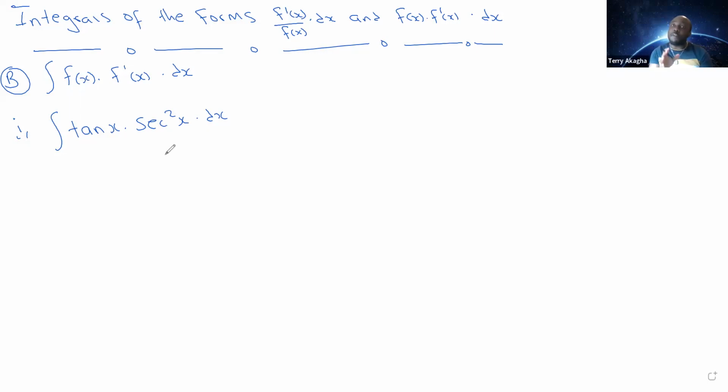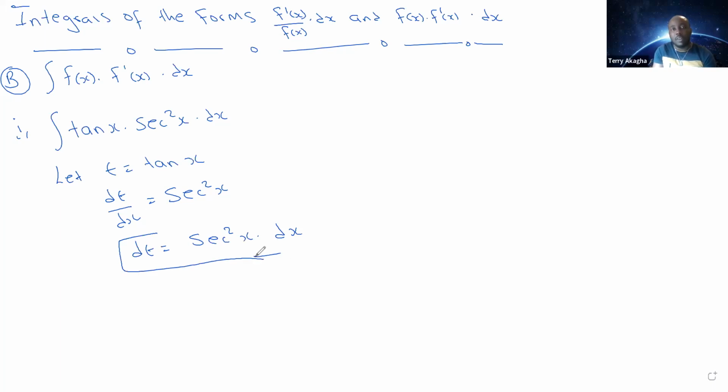Now there's a general formula for this, but I'm not going to use that now. I'm going to solve it normally, and then we're going to see a particular formula pop up at the end. Then we're going to be using it for the next questions. So let t equal tan x. When t is equal to tan x, dt over dx is equal to sec squared x, so I can now say dt is equal to sec squared x dx. Can you see?